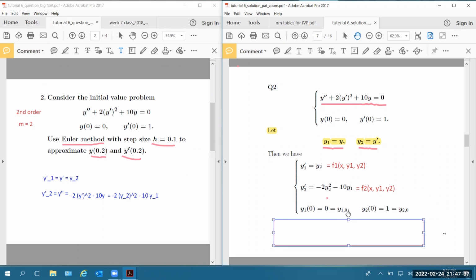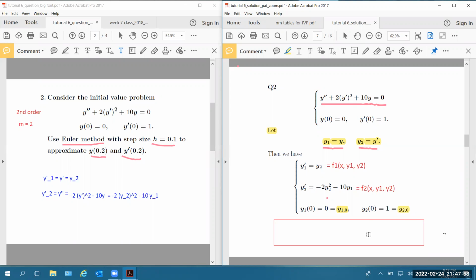All right, and this is our notation. Just now you all asked me about the y10, y20, right? This is actually our notation. So this means initial value of y1, okay? This means initial value of y2.